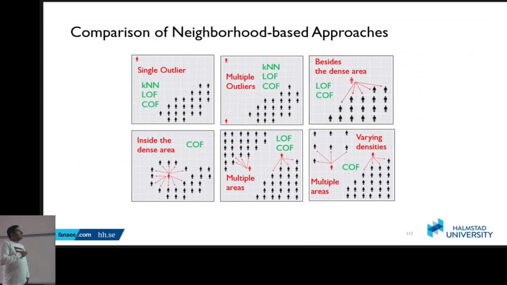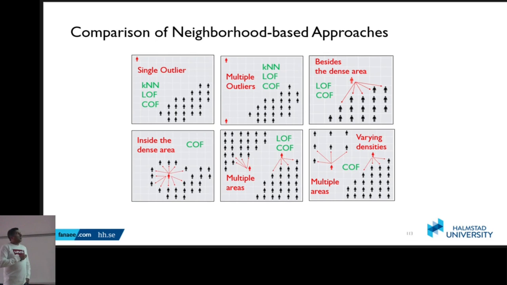So this is the summary of this neighborhood-based approach. If you have a single outlier, KNN, LOF, and COF can detect it. If you have multiple outliers, these methods can still detect them. But if you have an outlier beside the dense area, only LOF and COF can detect it. If we have an outlier inside the dense area like this, only COF can detect that.